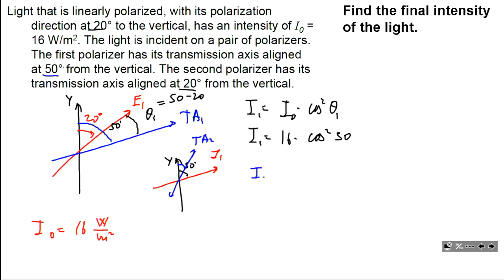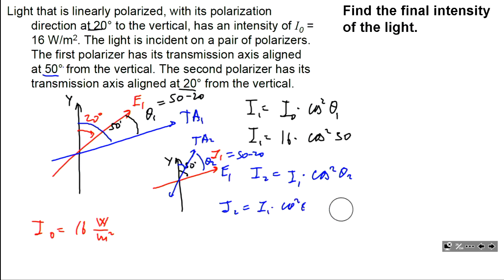So now how do we calculate the new intensity? It should be the previous times cosine squared of theta 2. What is theta 2? Is it 20? Is it 50? No. Again, according to the definition, it has to be measured between the transmission axis and electric field, which is, again, 50 minus 20. So I2 is equal to I1 times cosine squared of 30, which is 16 times cosine squared of 30 times cosine squared of 30.